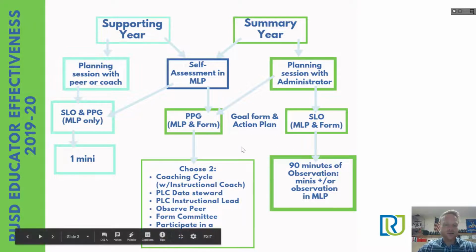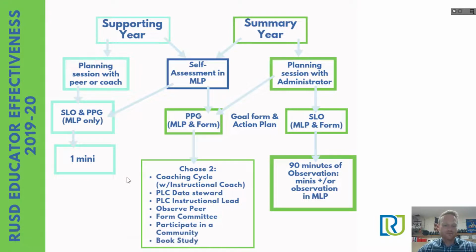One other change in the summary year with the PPG is that you'll have to choose two action plan items that you're going to take on. It's not just limited to this list, but these are some suggestions that were pushed out from the district. One is that you could consult me, and you and I work together for a while and maybe create some lessons. Maybe I go into your classroom and model some things, or I watch you teach and give you some feedback. That's referred to as a coaching cycle. So that's something that falls under an acceptable action plan within the PPG form. Another thing you could do would be a PLC data steward.